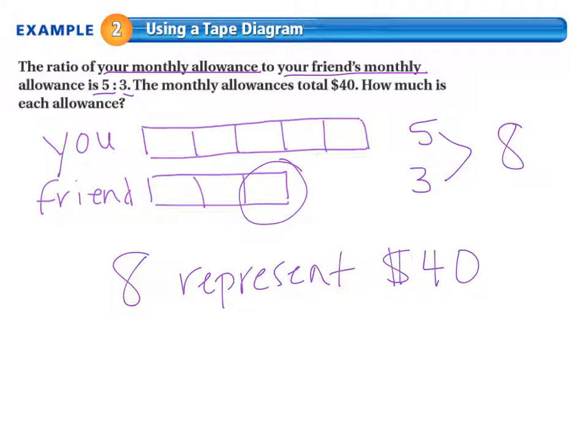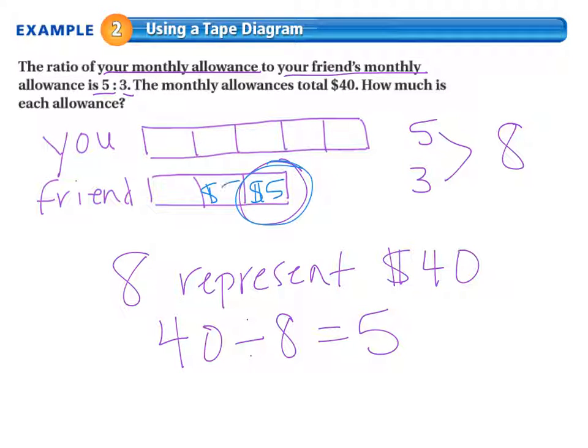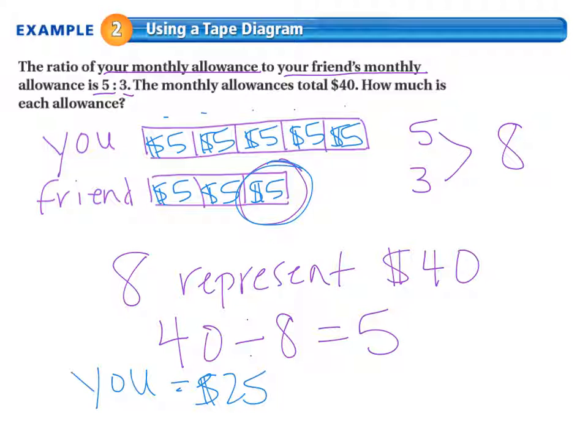Well, we need to divide. 40 divided by 8 is 5. So each of these parts in the tape diagram represents $5. So if each of these represents $5, how much do you and your friend get for an allowance? Well, I can add or I can multiply, but I can see clearly that I get $5, $10, $15, $20, $25, and my friend gets $5, $10, $15.